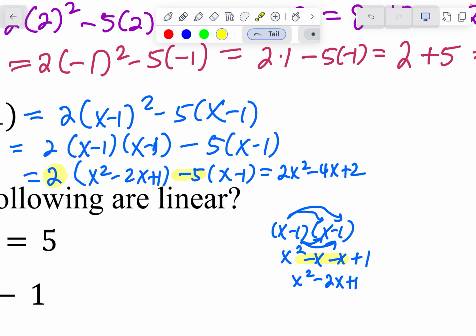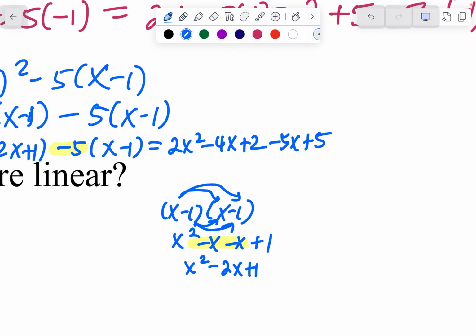2x squared times x. 2 times x squared. 2 times negative 2x. 2 times 1. That's this. Now I'm going to distribute the negative 5. So we're going to do negative 5 times x. Negative 5 times negative 1 is going to give us negative 5x plus 5. See how that last piece turned into a positive? Everybody good with how we got to that?